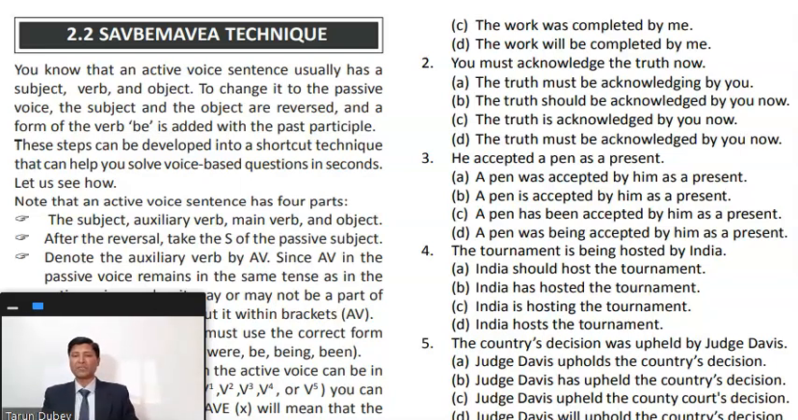So you know that an active voice sentence usually has subject, verb and object. This is not a big deal. You know it very well. If you are going to sit for the examination, you must be knowing this much. But that is not the important part. The important part is this part.